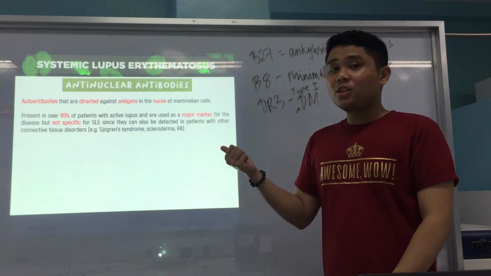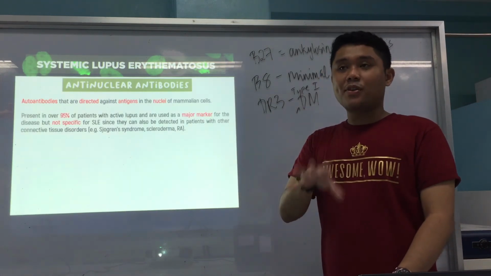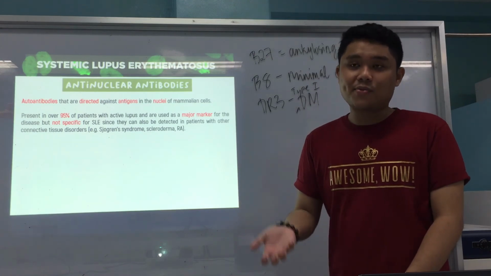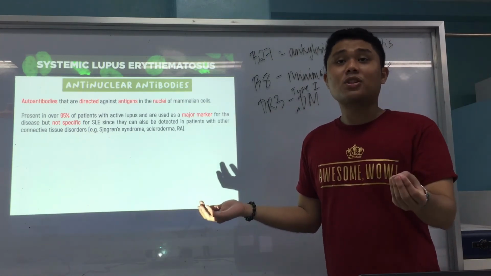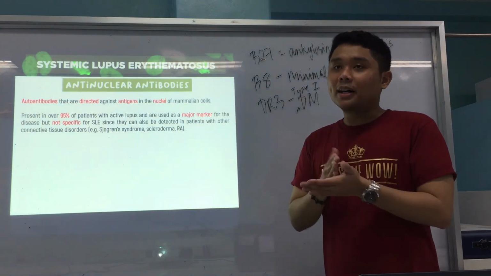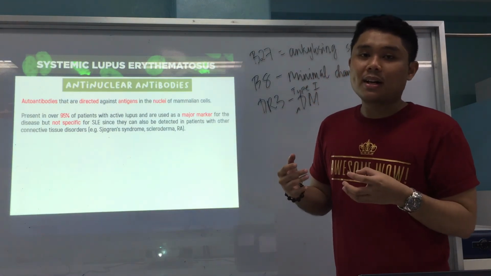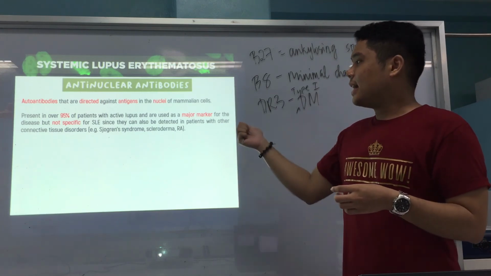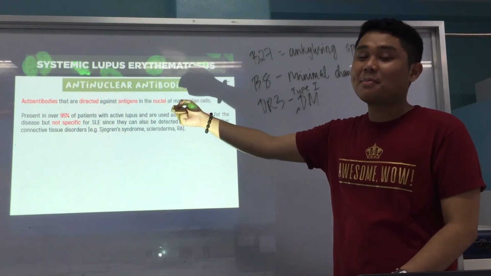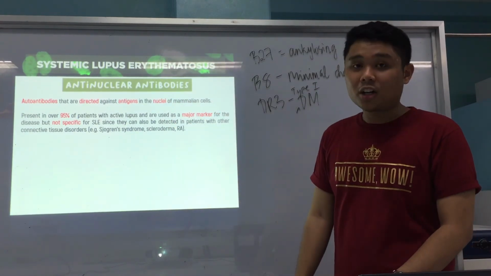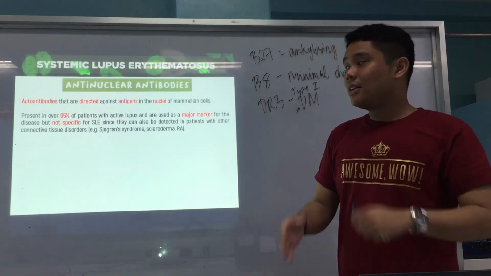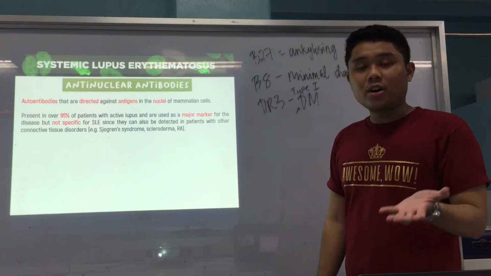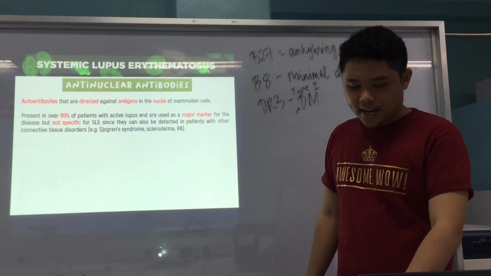They are present in over 95% of patients with SLE, but the downside is it's not specific for SLE. Why? Because other autoimmune diseases may also have antinuclear antibodies. You have rheumatoid arthritis, which also has antinuclear antibody, but it's not specific. Because antinuclear antibodies are present in the majority of SLE patients, we still perform the test. Because it can be found in 95% of the patients, it is used as a major marker of the disease. Again, the downside is it's not specific, because it can be found in other connective tissue disorders and other autoimmune diseases.